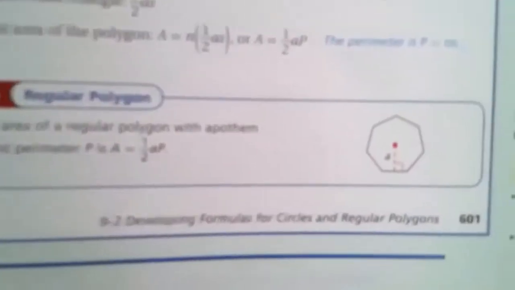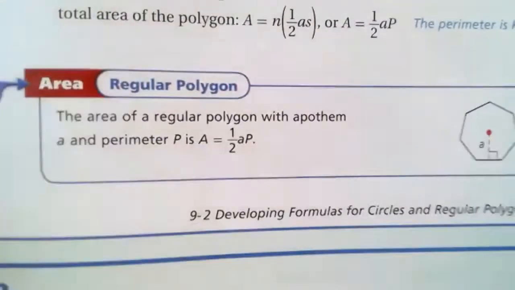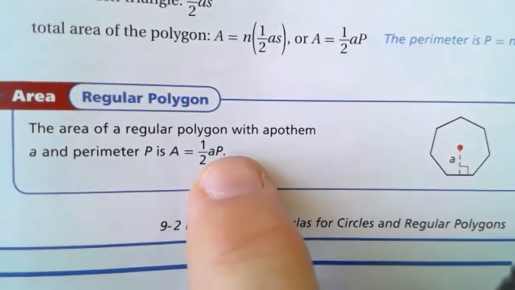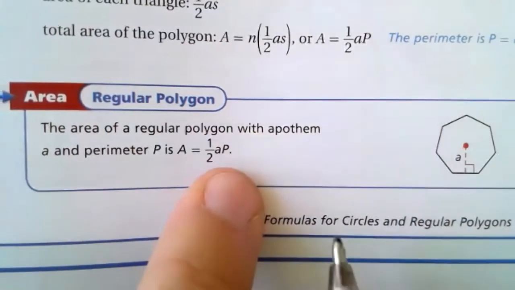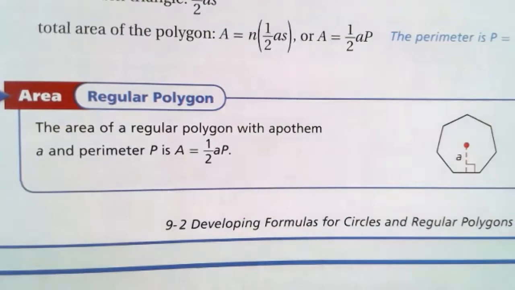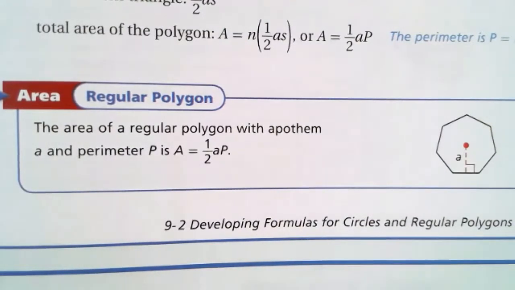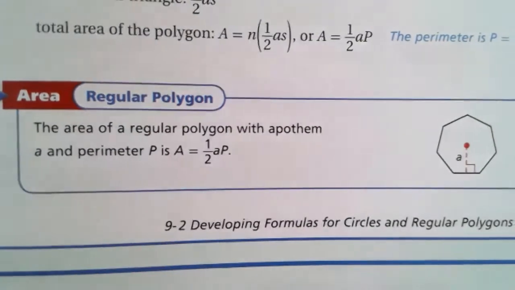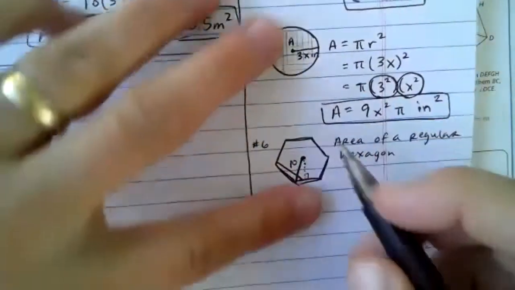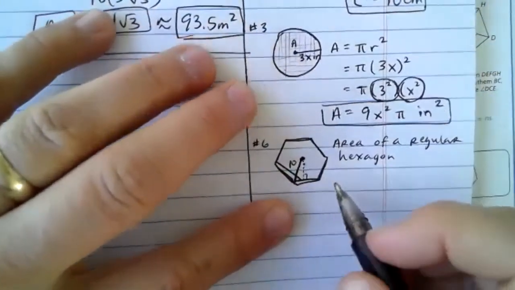I'm going to zoom in on this. There's that formula again. Area equals 1/2 AP. P is the perimeter, right? That's what it says there, and A is the apothem. There's going to be a little bit of fine tuning on this problem to get it to be exactly what we want to get the answer. So we're going to have to do some work to this problem to make sure everything is nice and neat and orderly.